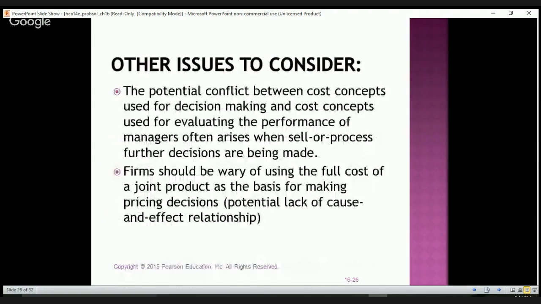Some other issues to consider. The potential conflict between the cost concept used for decision making and the cost concept used for evaluating the performances of managers often arises when sell or process further decisions are being made. Firms should be wary of using the full cost of a joint product as the basis for making pricing decisions, because of the potential lack of a cause and effect relationship.